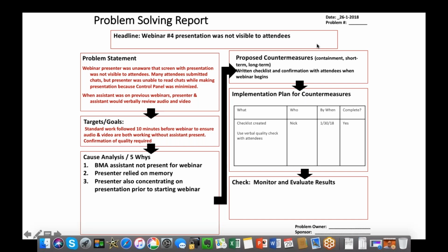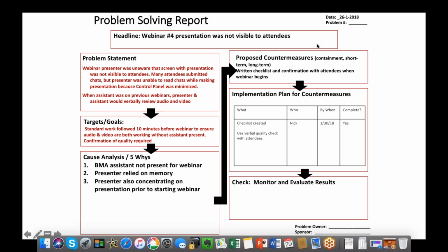So I set a goal of having standard work at 10 minutes to the webinar. I'd make sure that everything was working, and I wanted to confirm somehow that the quality was there. Now, that was the goal. Root cause is that our assistant was not available for the previous webinar. I relied on my memory to make sure things were proper. And also, because I relied on my memory, I'm also trying to concentrate on whether I'm ready, preparing for the webinar. So I have a lot of things on my mind.